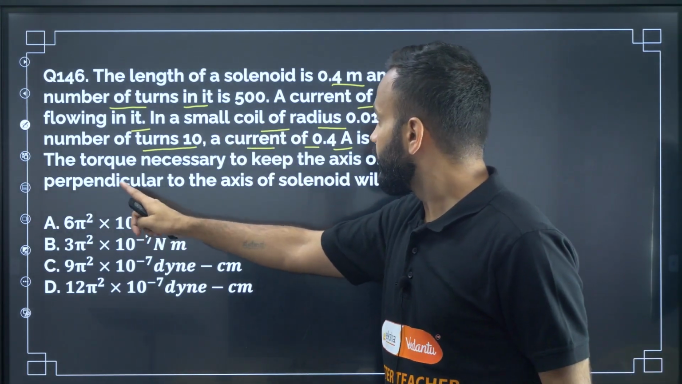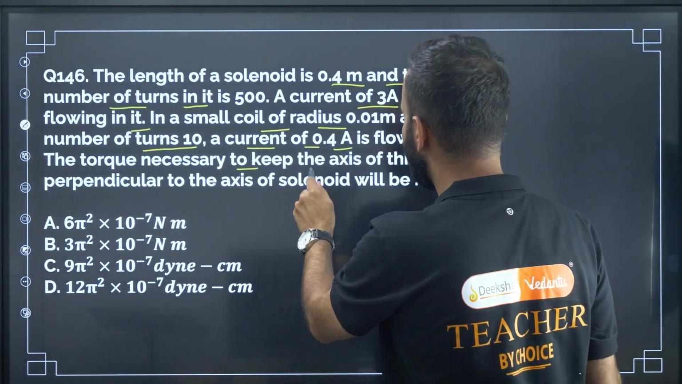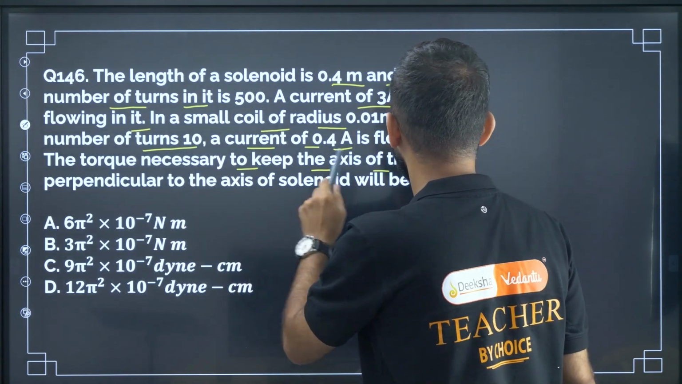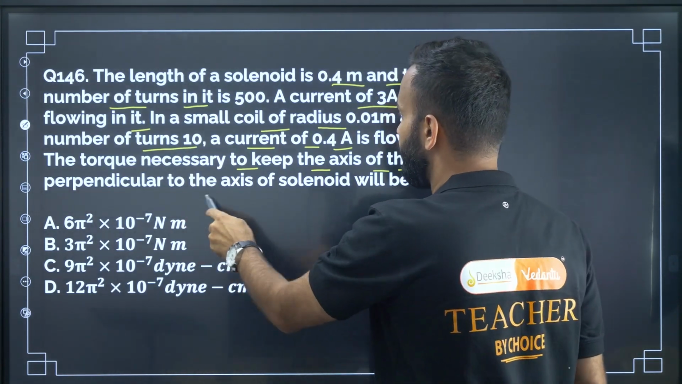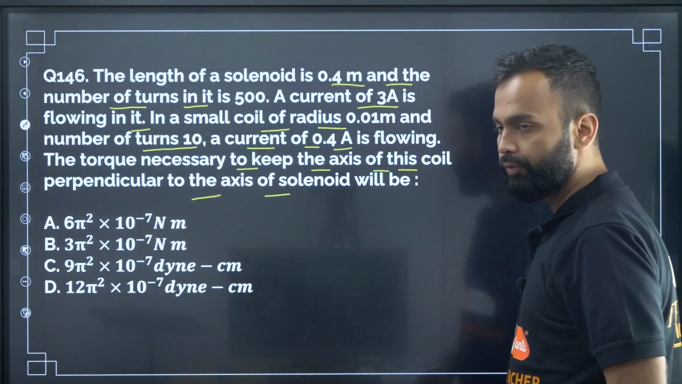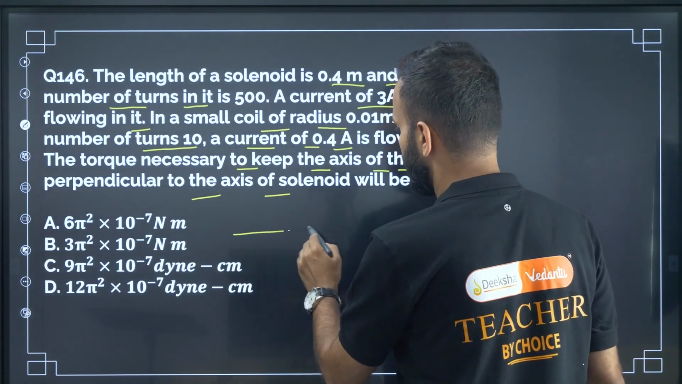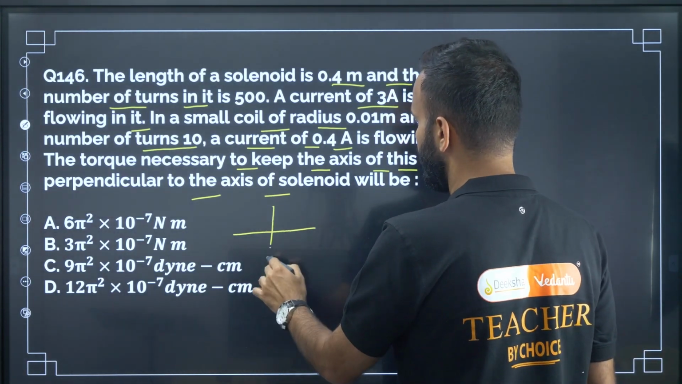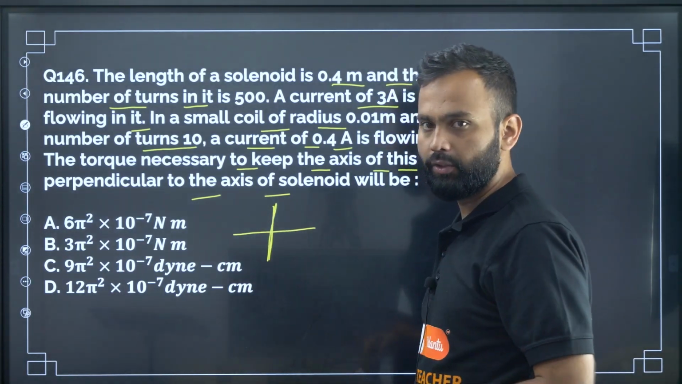Okay, the torque necessary to keep the axis of this coil perpendicular to the axis of the solenoid will be, here this is the axis of the solenoid. Okay, the axis of the coil is perpendicular to the axis of the solenoid.